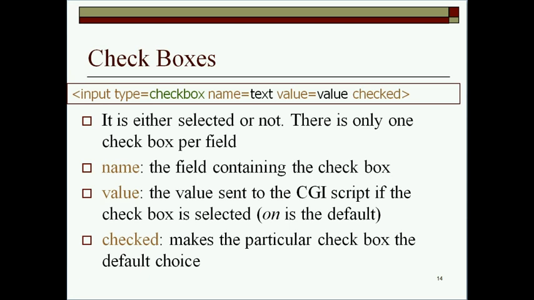Checkboxes. Checkboxes are like the radio buttons, except that they appear as little square boxes instead of round ones, and they do not come in groups. Each one is individual and independent of any other, and the only thing that you can do is either check it or uncheck it. So the checkboxes have the type checkbox.